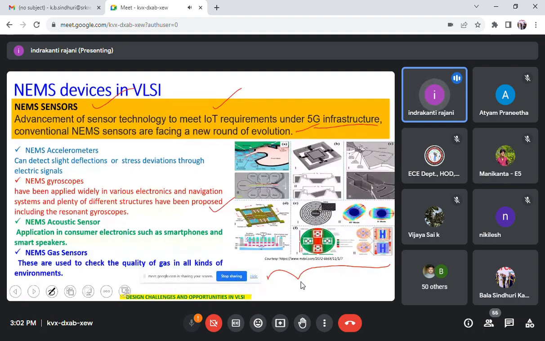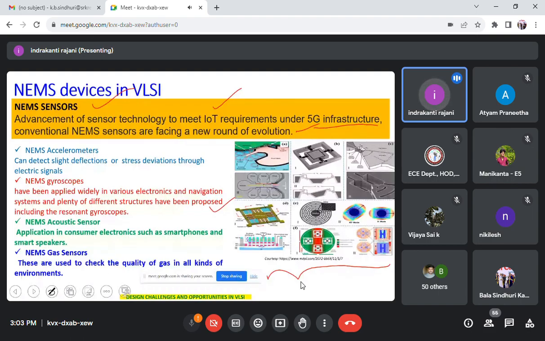And gyroscopes, resonant gyroscopes like sound navigation, optical navigation, and oceanography. Gyroscopes are mainly related to the oceanography area, and are widely used in various electronics and navigation systems, like direction sensors and magnetic sensors. We are using these NEMS gyroscopes. And acoustic sensors, I think you are using in smartphones and speakers.